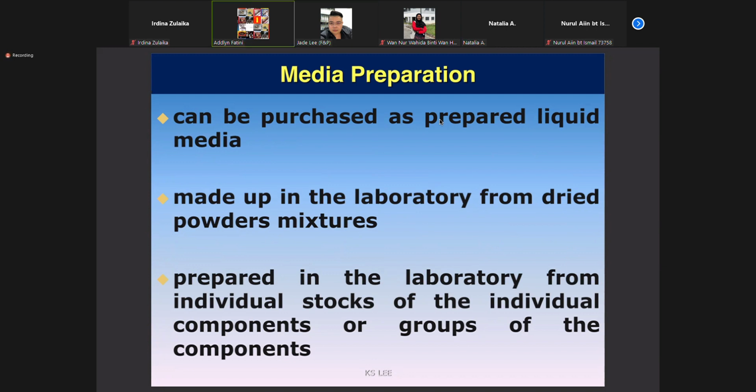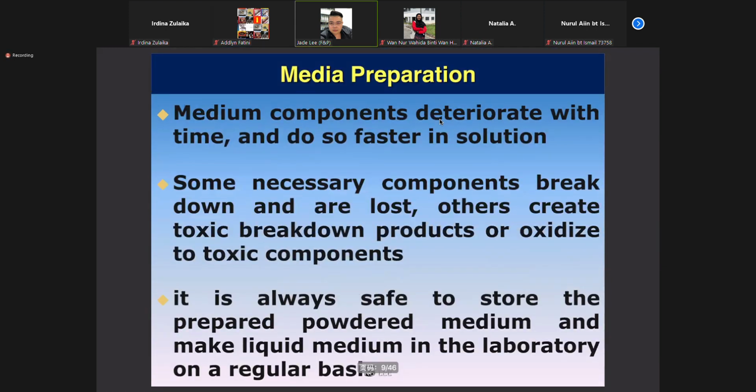Can you follow? Yes, doctor. Okay. Now, media components deteriorate with time, and do so faster in solutions. If they are in the dry powder form, they probably do not deteriorate as fast as when they are in solution. So always remember that. Some necessary components break down and are lost. Other components are oxidized to toxic breakdown products. So it is always safe to store the powdered media and make liquid media in the laboratory on a regular basis.